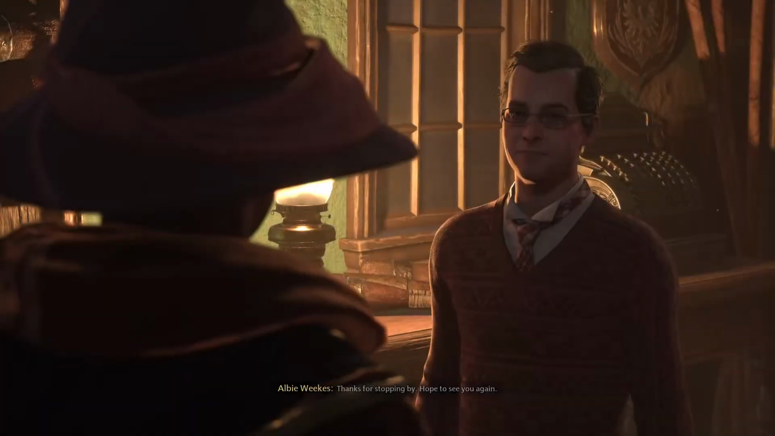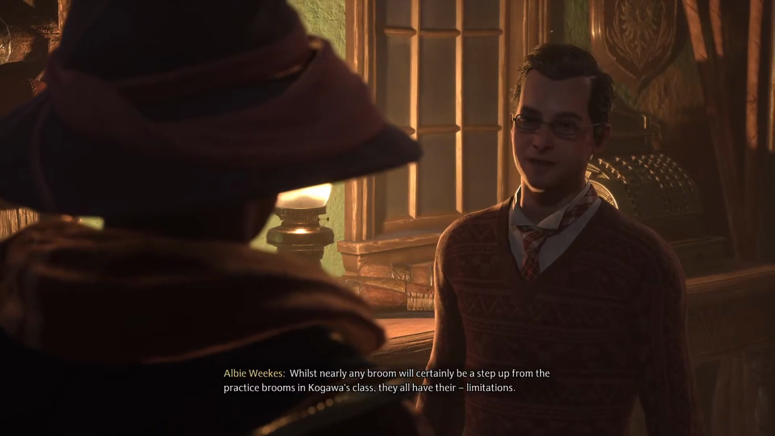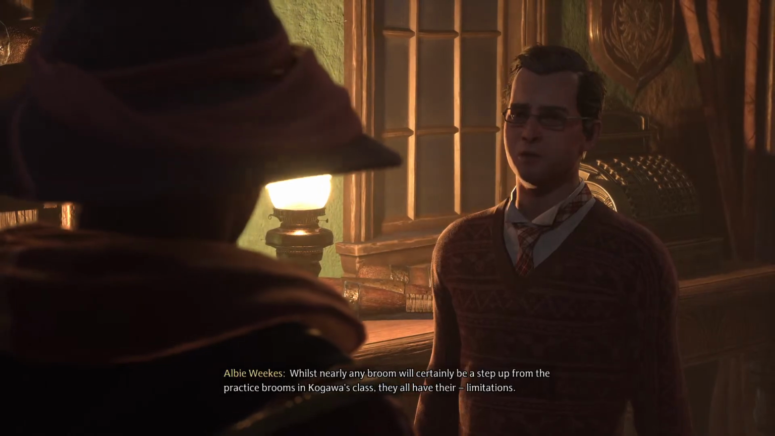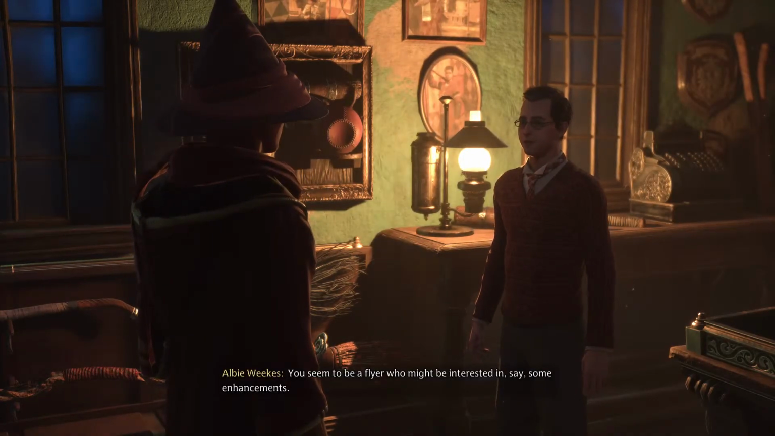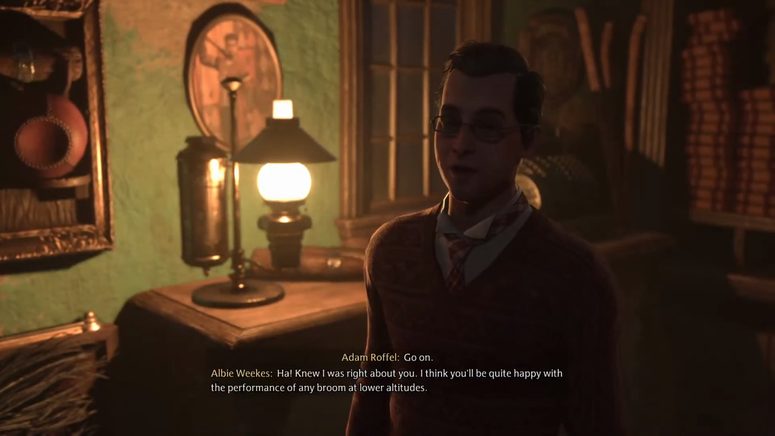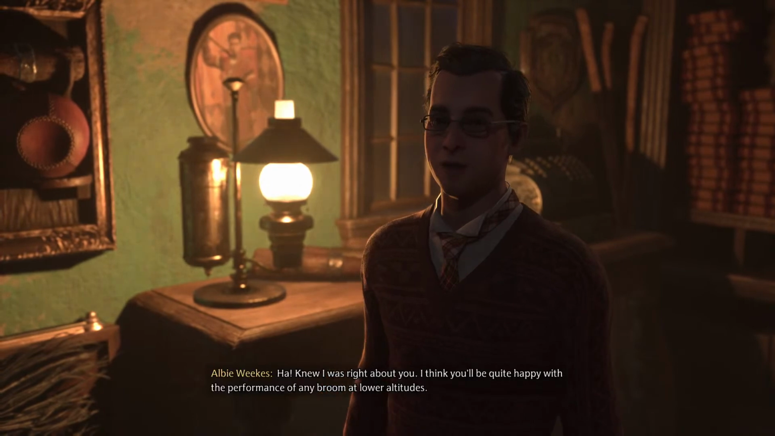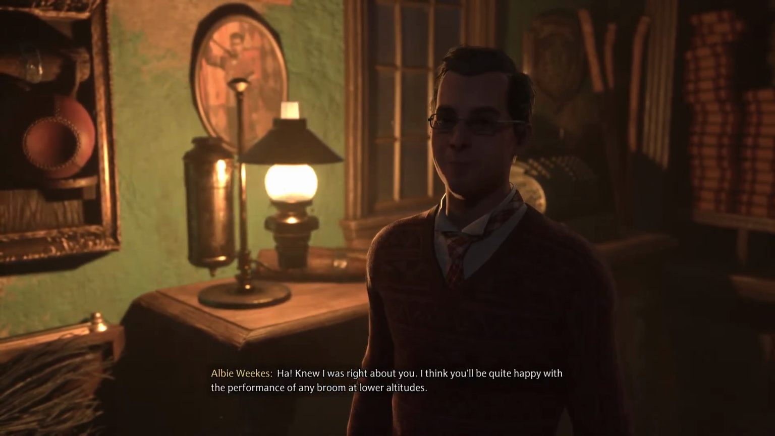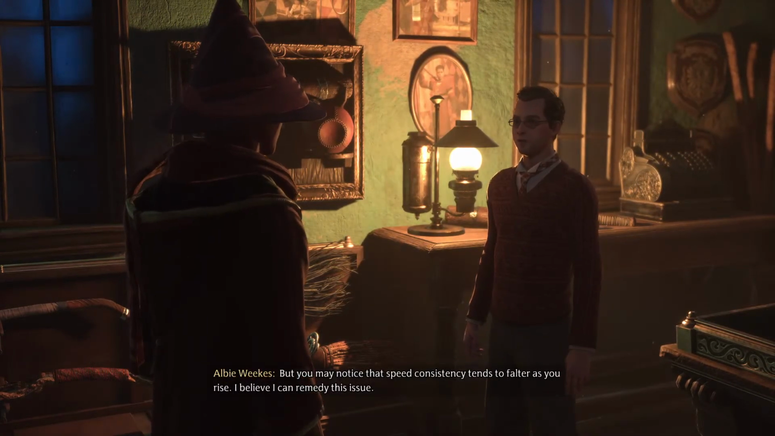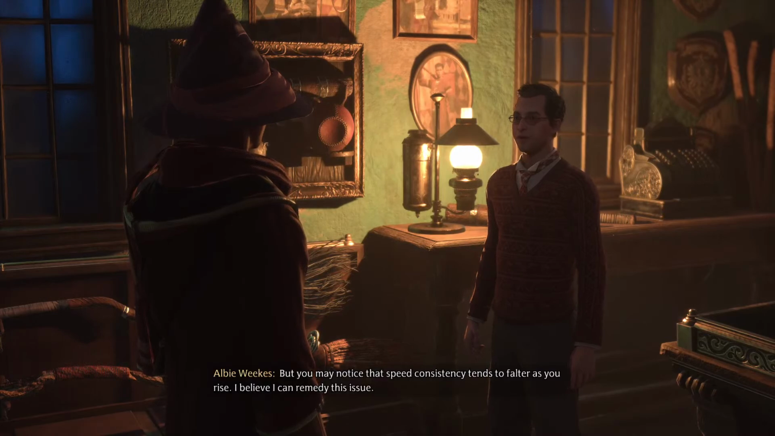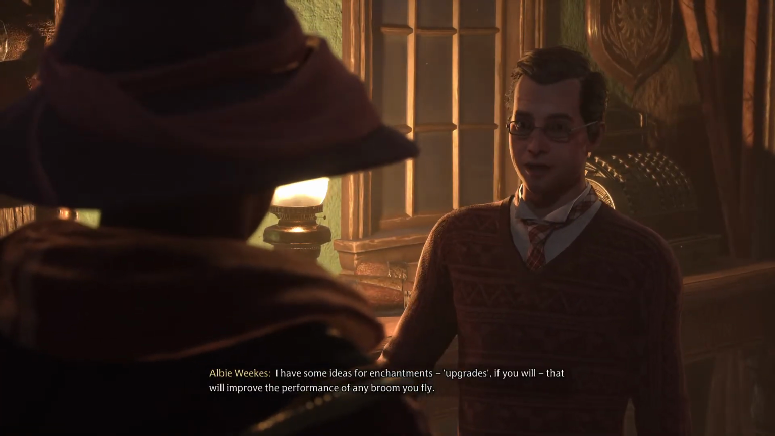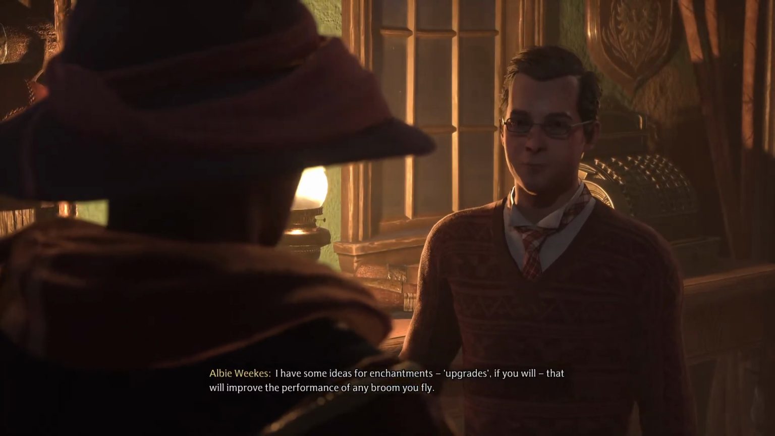Thanks for stopping by. Whilst nearly any broom will certainly be a step up from the practice brooms in Kagawa's class, they all have their limitations. You seem to be a flyer who might be interested in, say, some enhancements? Go on. Ha! Knew I was right about you. I think you'll be quite happy with the performance of any broom at lower altitudes. But you may notice that speed consistency tends to falter as you rise. I believe I can remedy this issue. I have some ideas for enchantments, upgrades, if you will, that will improve the performance of any broom you fly.